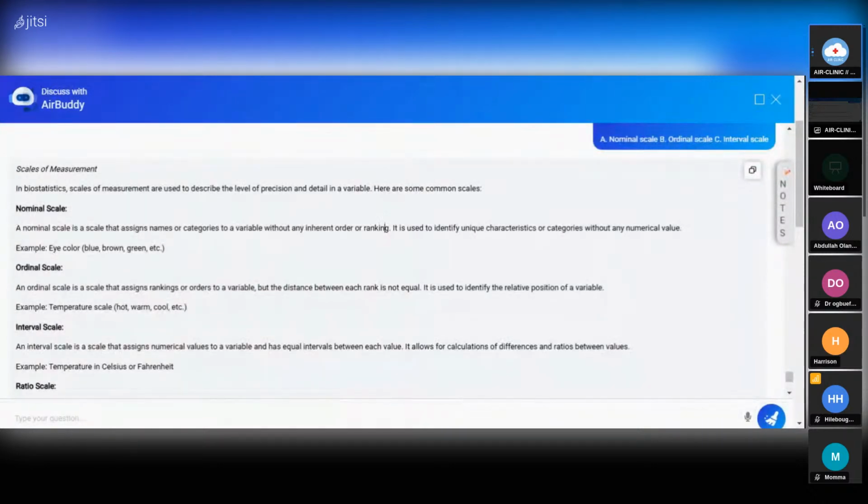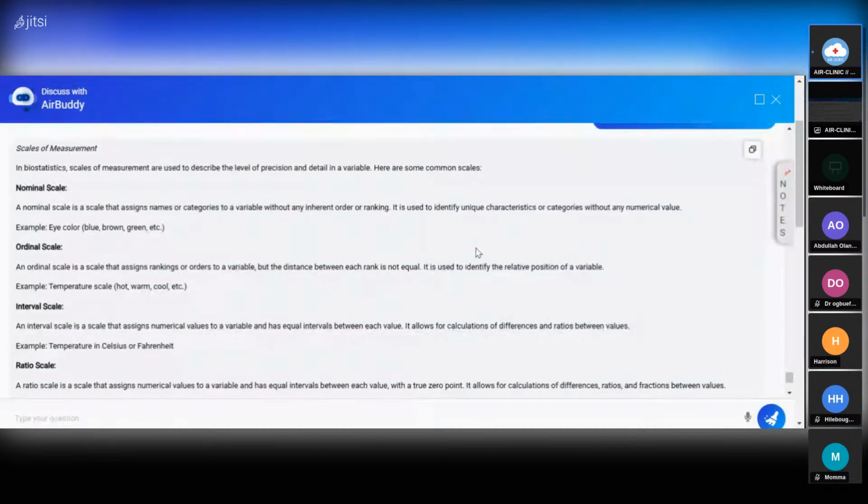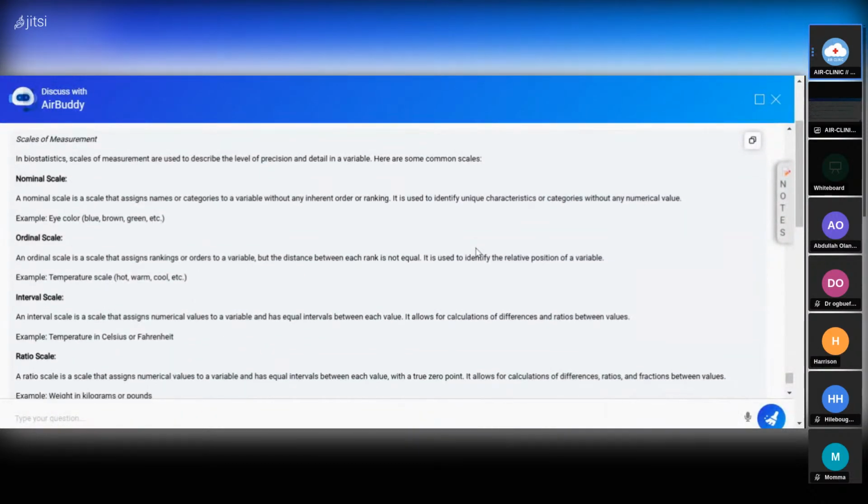Whiskey, there's no ranking, there's no inherent order, so it's just the names. It's used to identify unique characteristics or categories without any numerical value. So eye color, for example, can be blue, brown, or green. There is no number, there is no ranking, it's just the names of what you are describing.